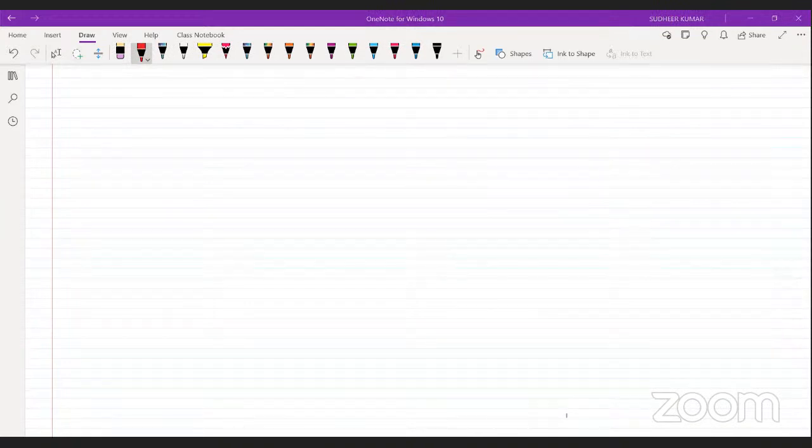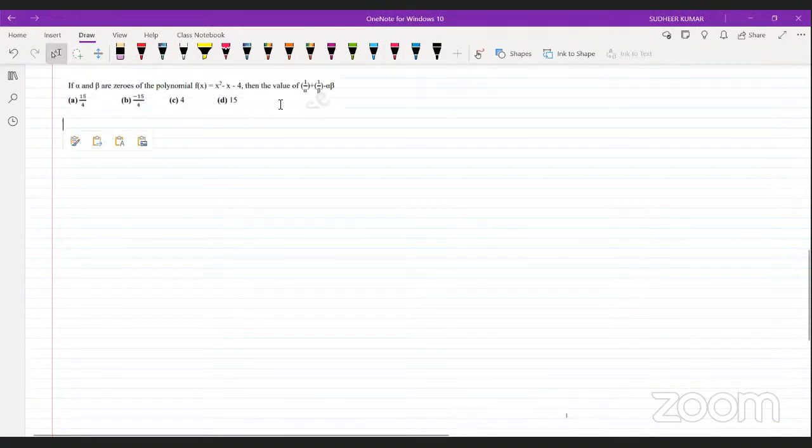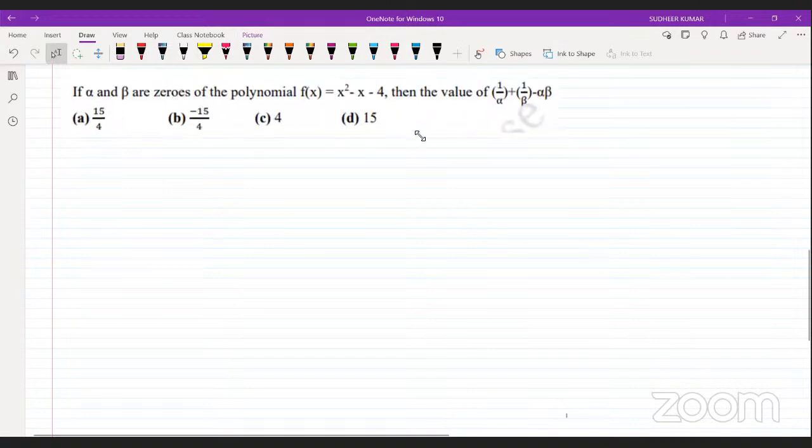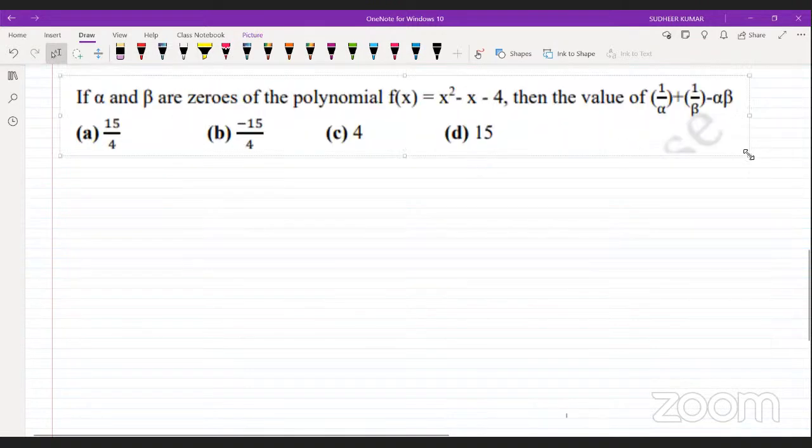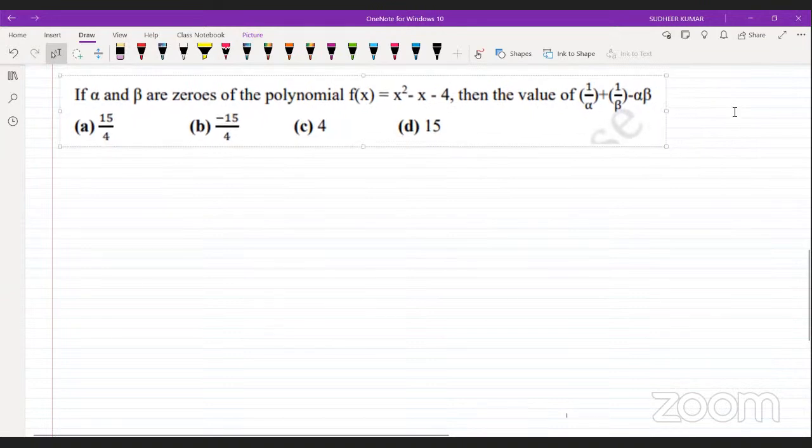So this is the next one. If alpha and beta are zeros of the polynomial f of x equal to x square minus x minus 4, then the value of 1 by alpha plus 1 by beta minus alpha beta.